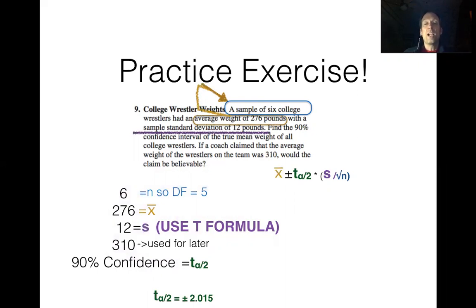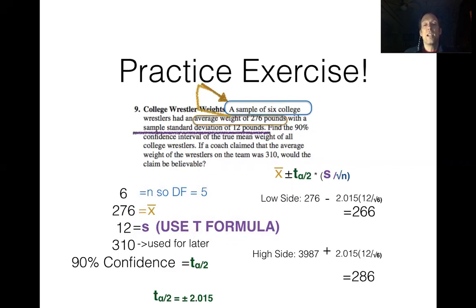So I have my formula, x bar plus or minus t alpha over 2 times S over the square root of n. I'm going to work on my left side first, and I have 276. Left side will go with the negative, and the right side, 2.015 times 12 divided by the square root of 6. That's going to calculate out to 266. The only difference between the low side and the high side is going to be the plus and the minus. When I put in the numbers on the right side, I end up with 286.